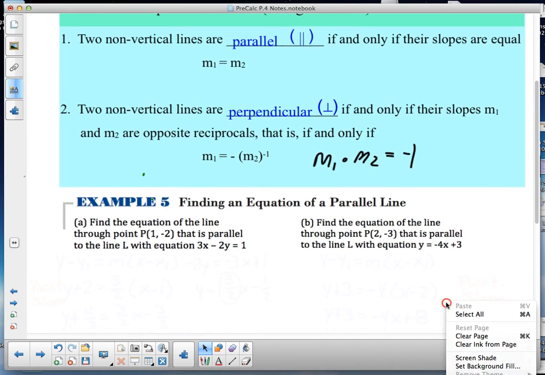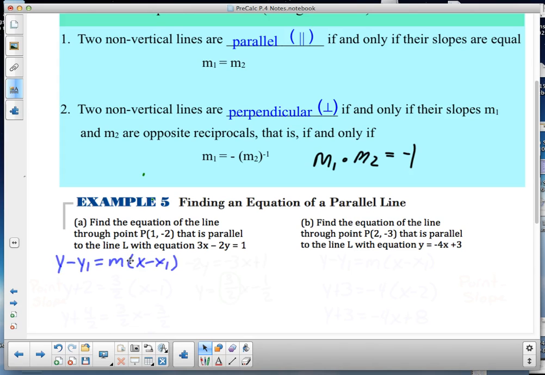So now, with that in mind, find the equation of the line through point P (1, -2) that is parallel to line L with equation 3x minus 2y equals 1. Well, I've got to get my slope. I'm going to use my point slope formula, where I just need a point, x and y, and my slope, and I'm able to write the equation.